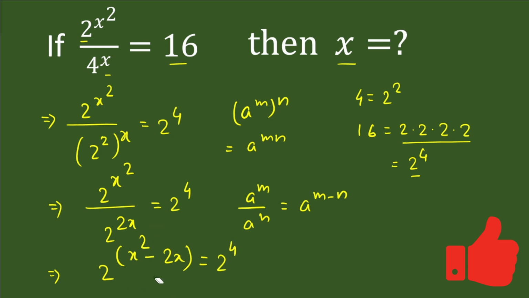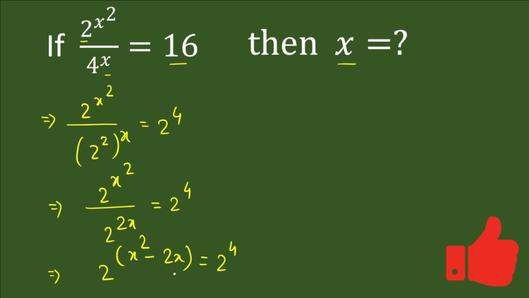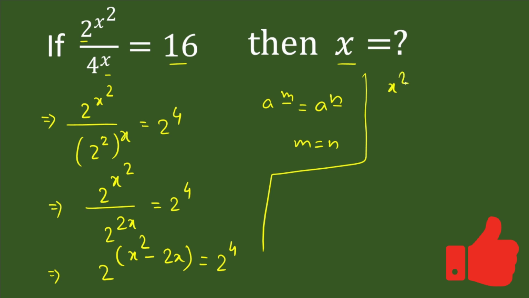Now if you look carefully, the left hand and right hand side have the same base. So this expression is in the form of a powered by m equal to a powered by n. Here the base is the same, so we equate the powers, so m is equal to n. Similarly here, the power in the left hand side is x square minus 2x, that is equal to the power in the right hand side, 4.